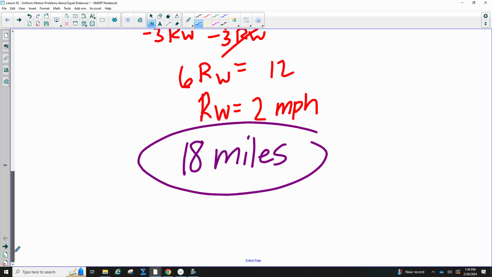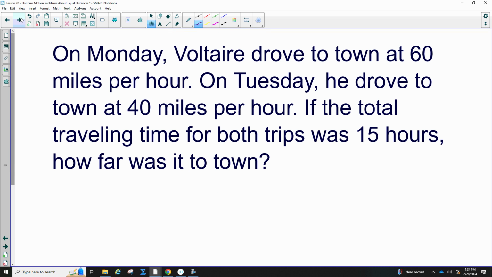Okay, let's try one more. There are only 2 examples, okay? On Monday, Voltaire drove to town at 60 miles per hour. On Tuesday, he drove to town at 40 miles per hour. If the total traveling time for both trips was 15 hours, how far was it to town? Little picture, okay? I do want a little picture off to the side. Okay, he drove to town on Tuesday, and then he drove to town on Wednesday.